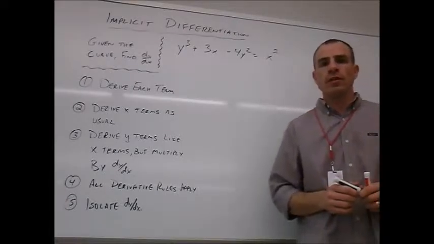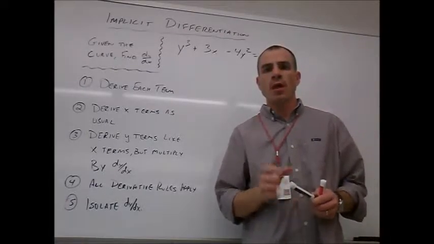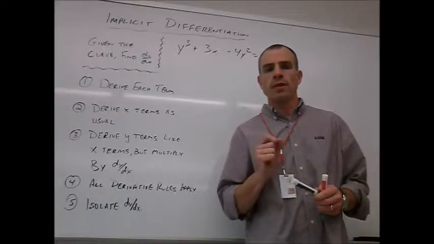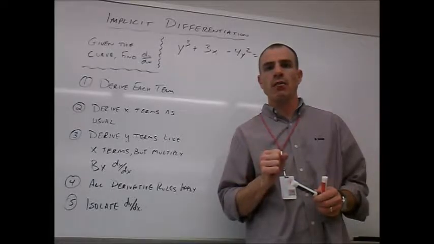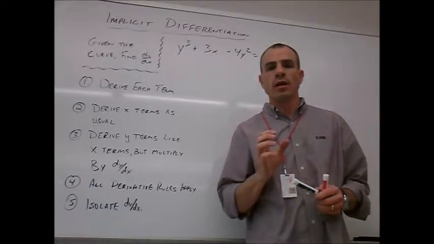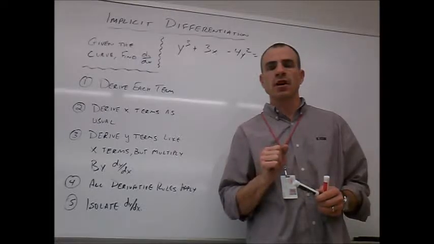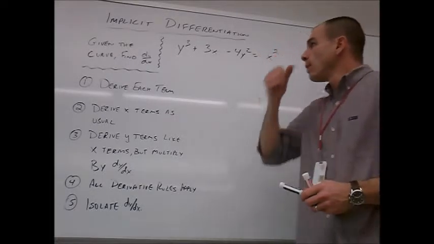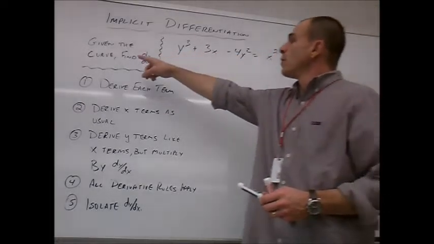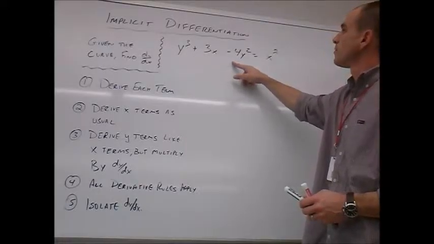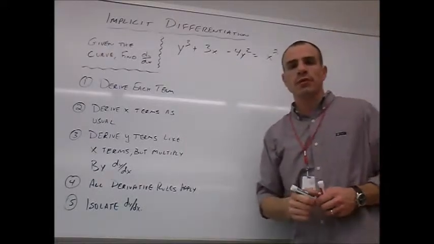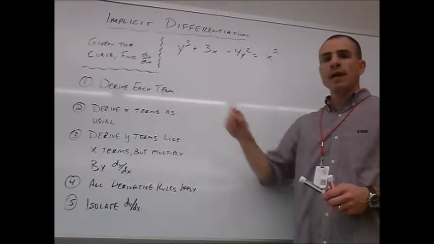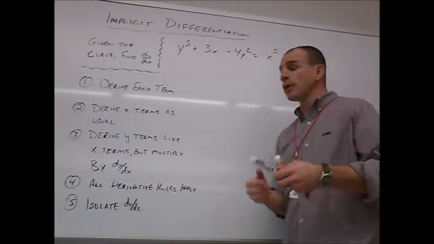Okay, another example with implicit differentiation. One big thing that we're going to look at here is how there are multiple instances of dy dx. Okay, so again, our task given the curve, find dy dx. We've got our steps here, and we see that our curve is y cubed plus 3x minus 4y squared is equal to x squared. Okay, so we're going to derive each term individually. So let's go ahead and do that.